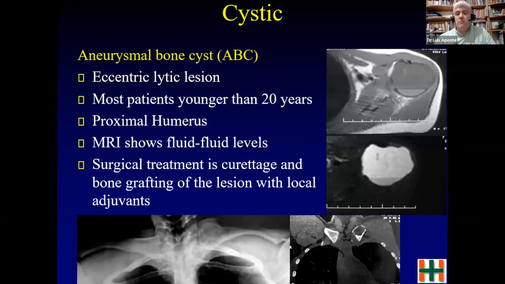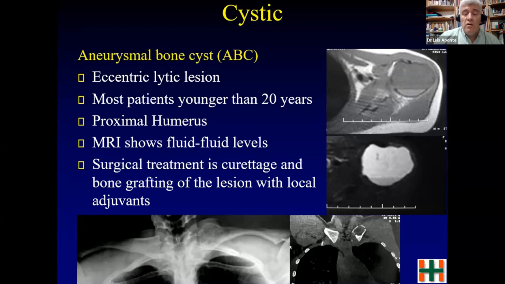This is an aneurysmal bone cyst. The only thing they have in common is the words bone cyst, because it's a totally other tumor. Now it's a tumor. The unicameral cyst is now a pseudo tumor, but for the ABC, they found the translocation. It's eccentric. Most patients are young, like with the UBC. Here, in the upper extremities, in the proximal humerus, you see the fluid levels, because you have the liquid of the UBC, and you have blood. You can see here the fluid level. This is typical of the ABC.